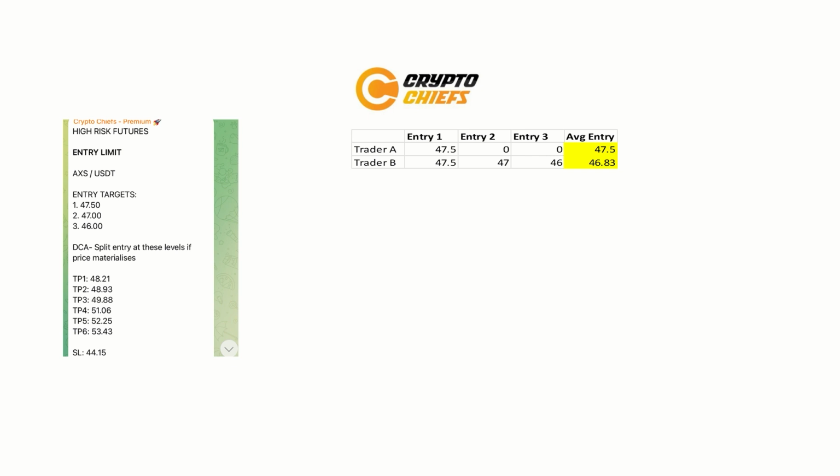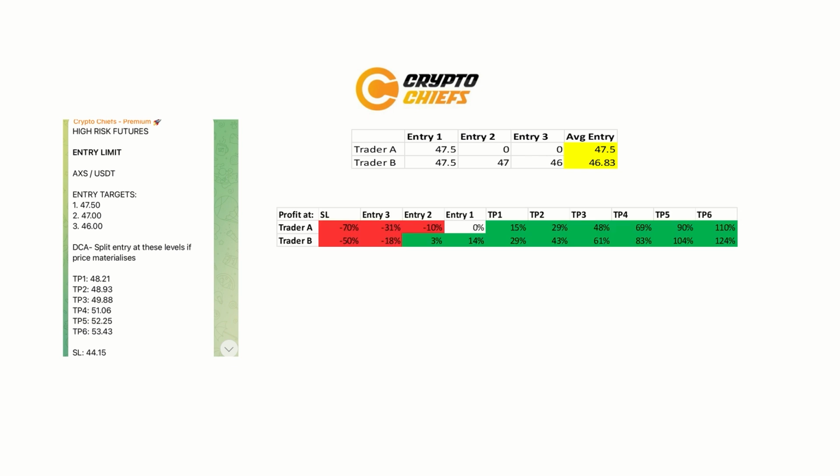Then as the trade develops, this gives an example of the potential profit and loss. So if trader A entered everything, obviously entry 1, if this goes to stop loss, they are going to be 70% down. So if they entered $100, for example, they are going to lose $70. Whereas trader B would be 50% down, so they would only lose $50. Now we can see here, obviously, the differences as we move along.